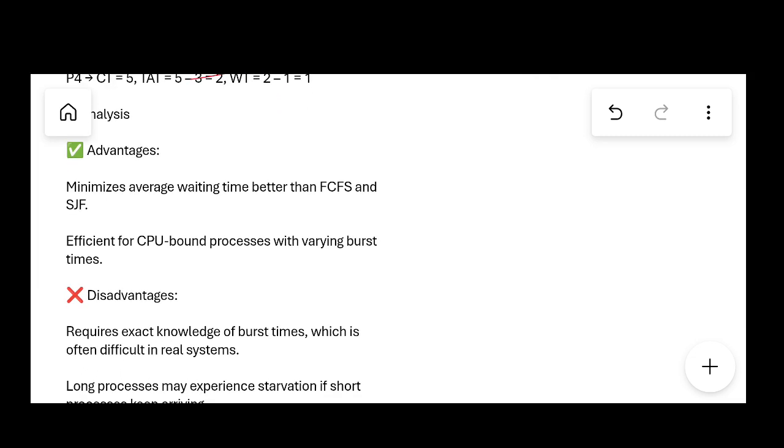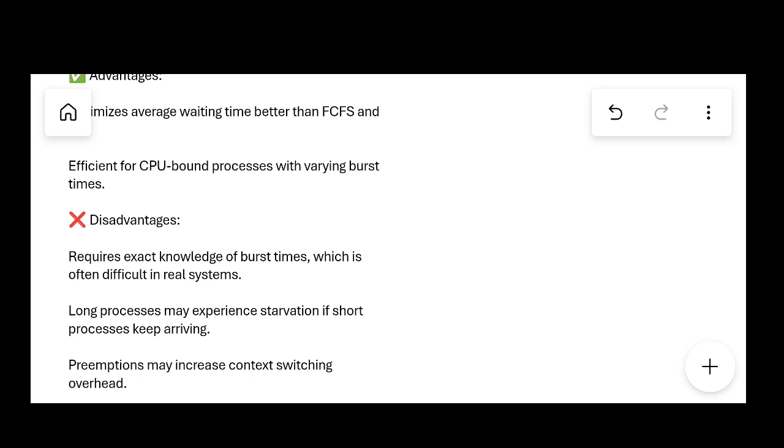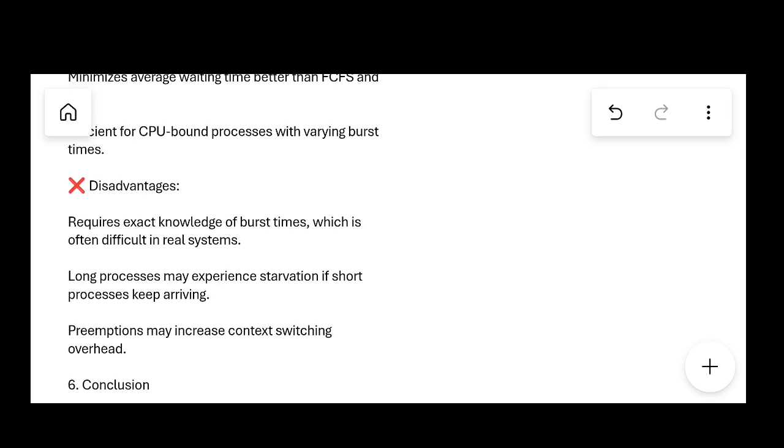Now see the advantages. It minimizes average waiting time better than FCFS and SJF. It is efficient for CPU bound processes with varying burst times. Disadvantages: it requires exact knowledge of burst times, which is often difficult in real systems. Long processes may experience starvation if short processes keep arriving. Preemptions may increase context switching overhead.